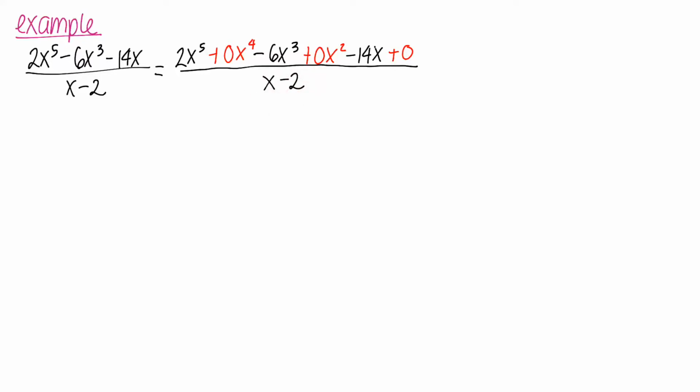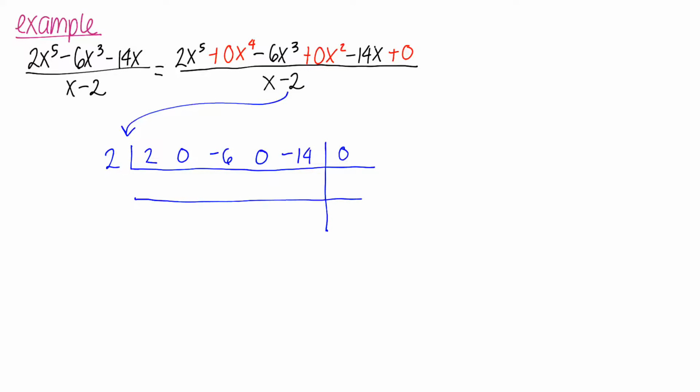Since this is x minus 2, the number that goes on the outside is positive 2. And then I'm just writing the coefficients in order. So 2, 0, -6, 0, -14, 0, and making myself a remainder column. So I'm going to show you how quickly this can go. Drop down the 2. 2 times 2 is 4. 0 plus 4 is 4. 2 times 4 is 8. -6 plus 8 is 2. 2 times 2 is 4. 0 plus 4 is 4. 4 times 2 is 8. -14 plus 8 is -6. And then 2 times -6 is -12. 0 minus 12 is -12.